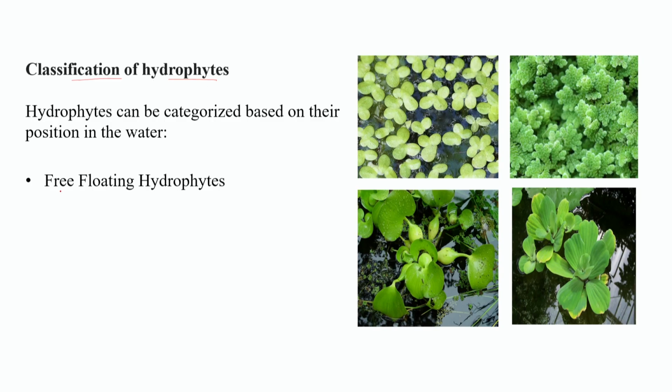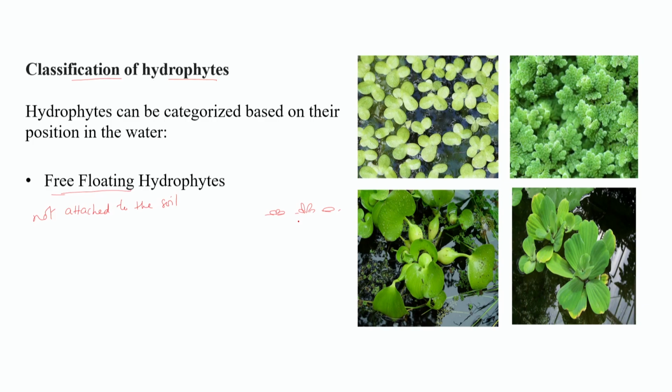Now, first is free floating hydrophytes. You would have seen that on the water surface a lot of plants are there. Some are coming out like this, some are freely floating. Free floating means they are not attached to the soil or the mud in the water. Inside the water also, finally there will be a surface, and that surface will have a muddy layer. So these are not attached to the soil.